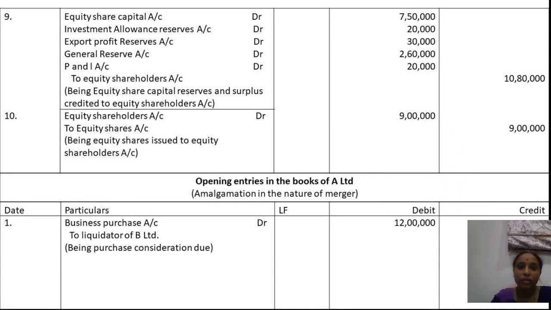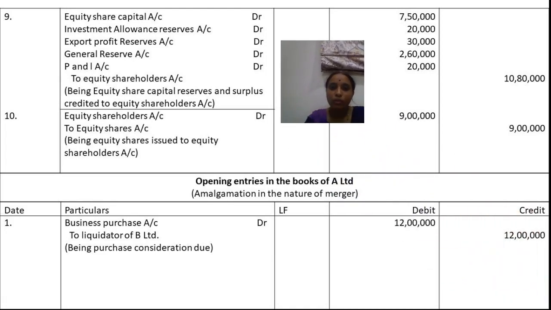equity share capital, reserves and surplus credited to equity shareholders account. Equity share capital account debtor 7 lakh 50,000, investment allowance reserve account 20,000, export profit reserve account 30,000, general reserve 2 lakh 60,000, P&L 20,000. So here to equity shareholders account 10 lakh 80,000, being equity share capital, reserves and surplus credited to equity shareholders account. Then for being equity shares issued to the equity shareholders, equity shareholders account debtor 9 lakh to equity shares 9 lakh. So these are the entries to be passed in the books of transferor company.